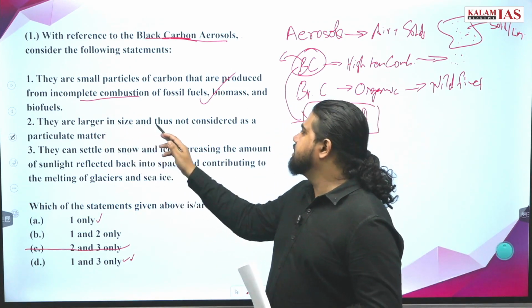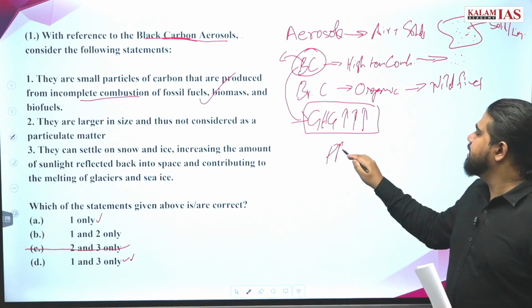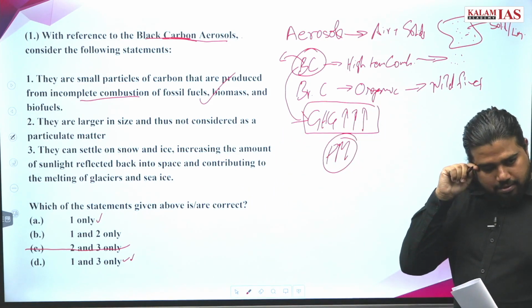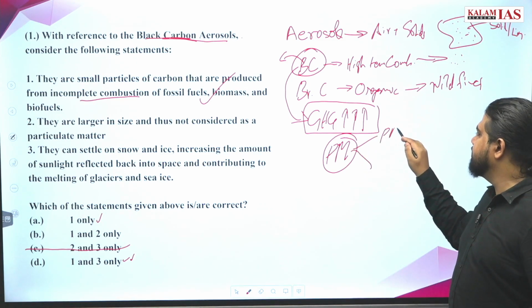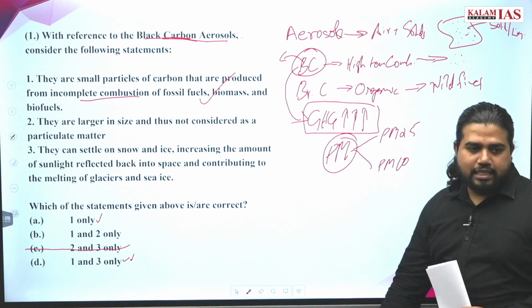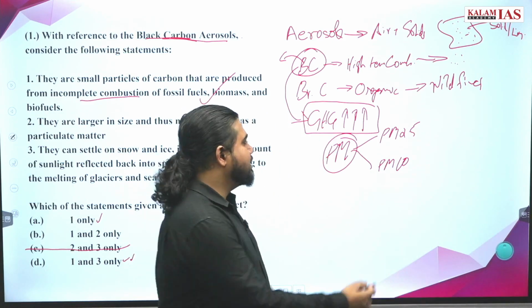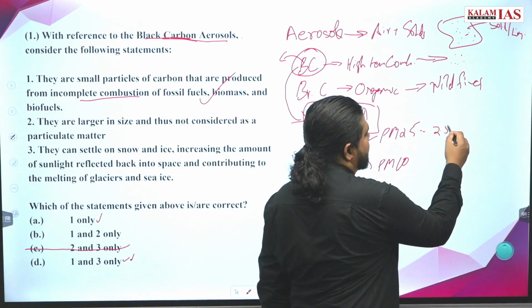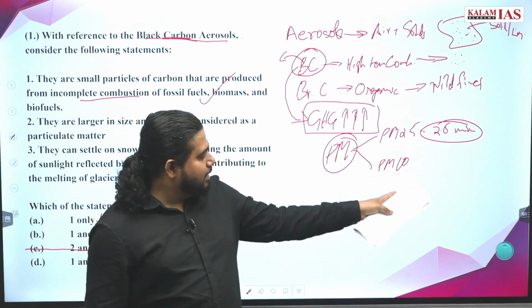They are larger in size and thus not considered as particulate matter. What exactly is particulate matter? Usually in the Delhi pollution we hear about PM 2.5 and PM 10. Which is most dangerous for health? 2.5. Why? Because here the size is 2.5 micron. This is the size range of this. Here it will be 10 micron.